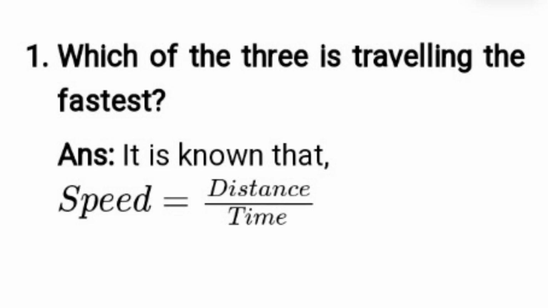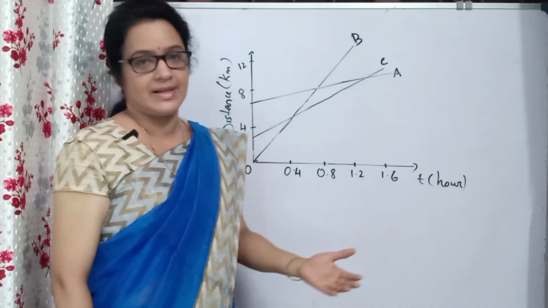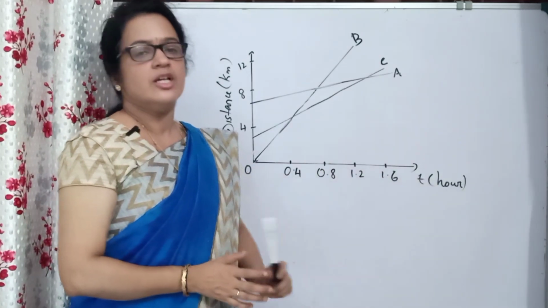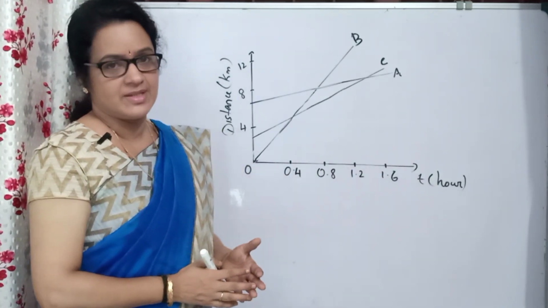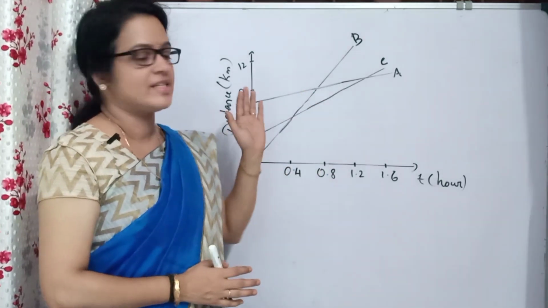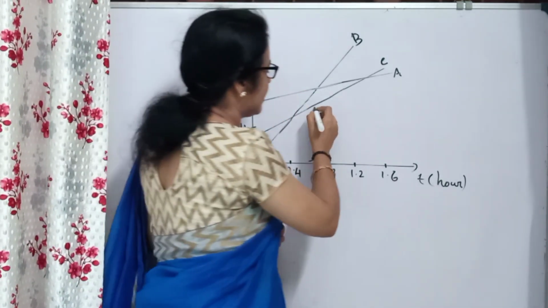The question is, which of the three is traveling the fastest? So here we can see the three graphs, and among these three, which one is traveling fastest? That is the question. So here we have distance and time. Okay, so how can we find the speed from this? So distance time graph means if you are finding the slope, what will we get here? Slope we can find like this.